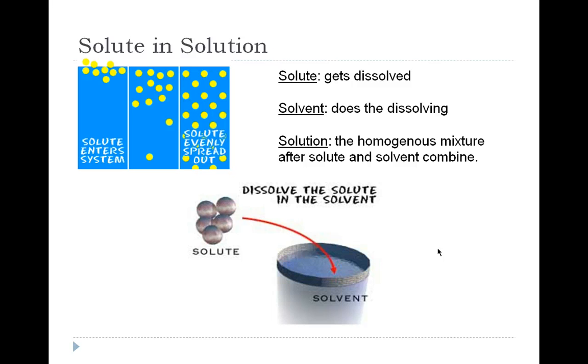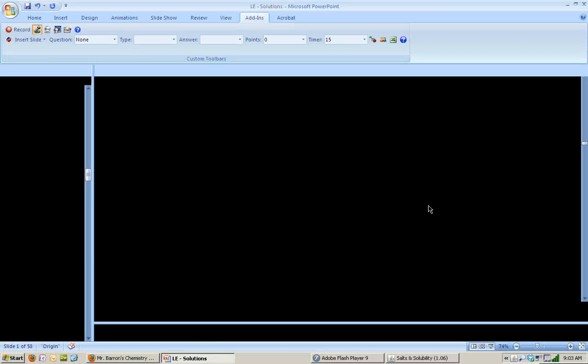Well, we have some vocabulary we need to know. We need to know the difference between solutes, solvents, and solutions. Solutes get dissolved. The solvent does the dissolving, and the solution is a very specific homogeneous mixture after the solute and the solvent have combined.